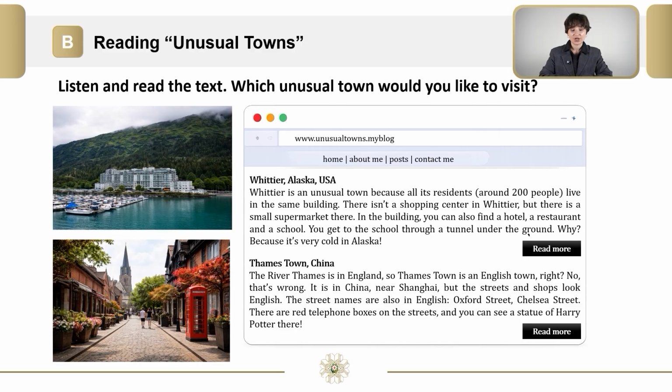Thames Town, China. The River Thames is in England, so Thames Town is an English town, right? No, that is wrong. It is in China, near Shanghai, but the streets and shops look English. The street names are also in English: Oxford Street, Chelsea Street. There are red telephone boxes on the streets, and you can see a statue of Harry Potter there.